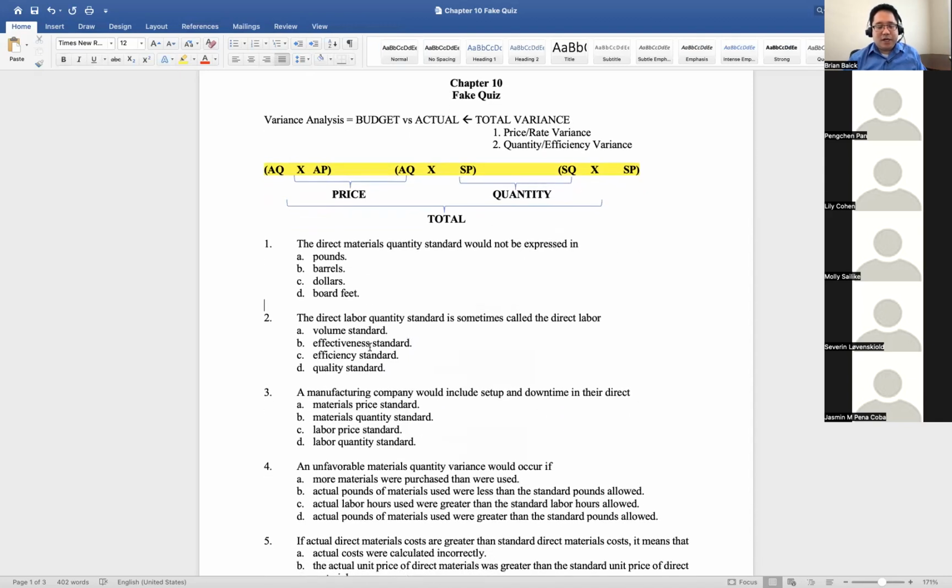Okay, let's take a look at these questions together. For number 1, it says the direct material quantity variance standard. So direct material quantity. What type of stuff do you use when you are buying or using direct materials? Well, we said pounds, like pounds of flour, right? Barrels of oil. Those all sound like materials that you can use. Board feet of lumber, right? Dollars would be the answer here. And that's where we left off last time.